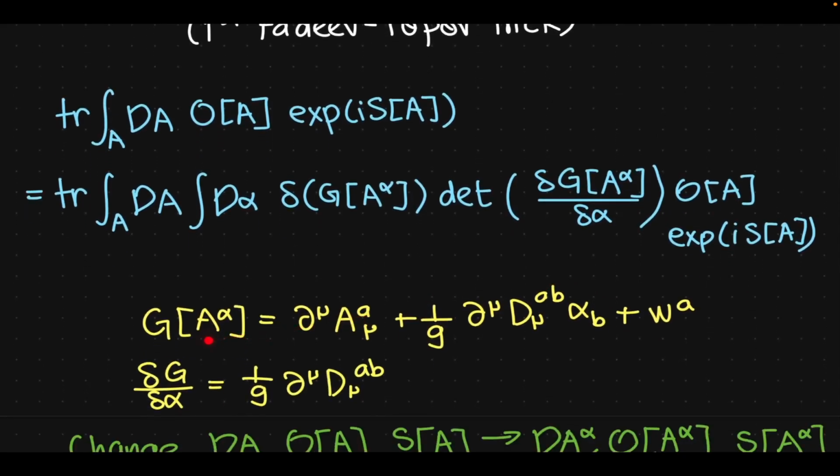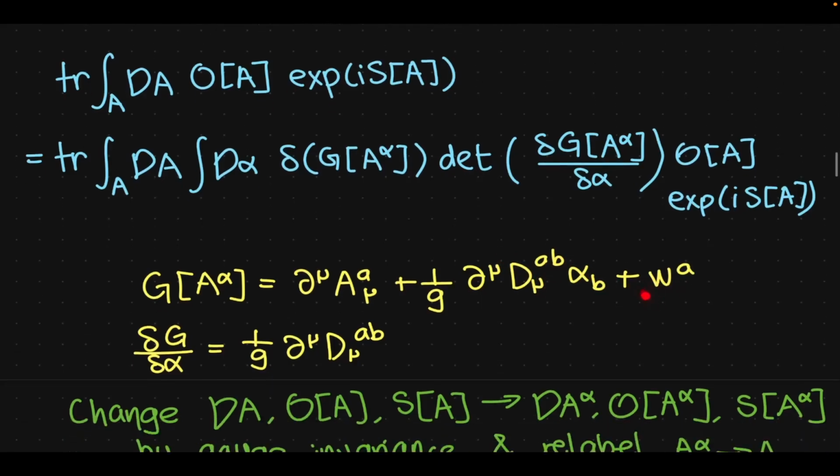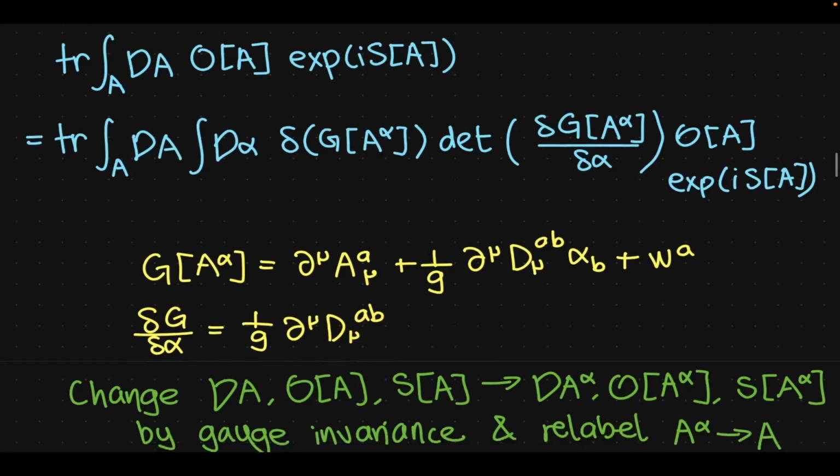And let's expand g of A to the alpha. We knew what g of A was; we now plug in A to the alpha instead. So all that does is change a few terms. So we have partial with respect to A plus 1 over g, partial with respect to the covariant derivative, ab alpha b plus w to the a. So when we take the functional derivative with respect to alpha, we get 1 over g, partial mu covariant derivative mu ab.